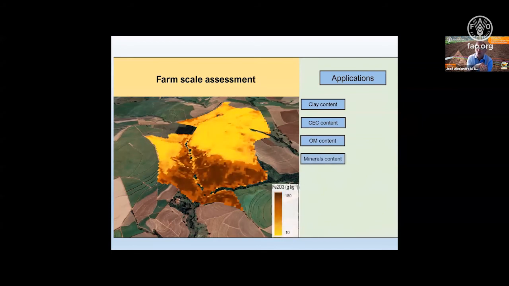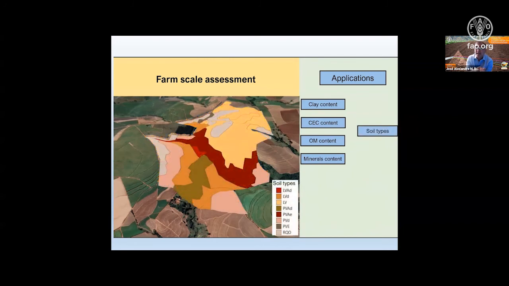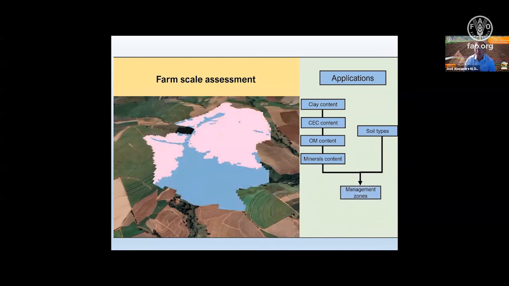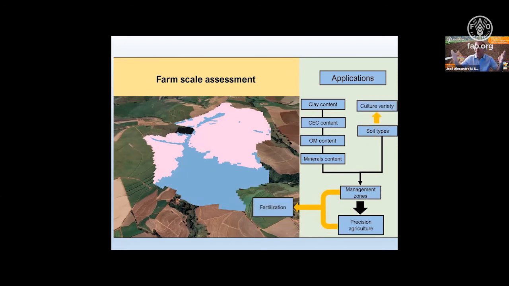And this, of course, is to help to optimize. And we need soil types on this task, and afterwards going to the managed zones and precision agriculture to use the important fertilizer and the variety to reach productivity.